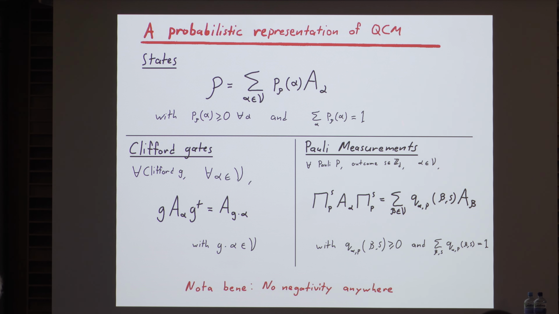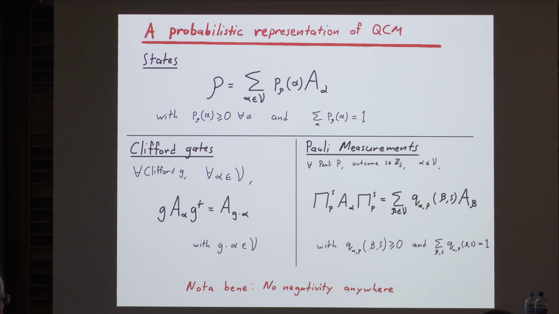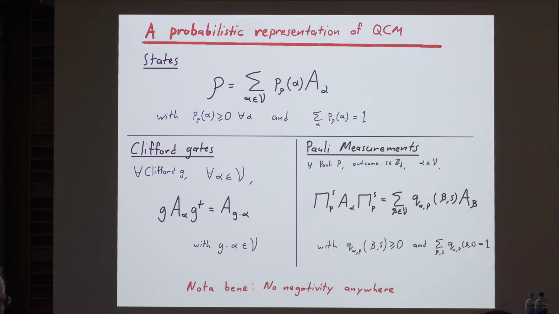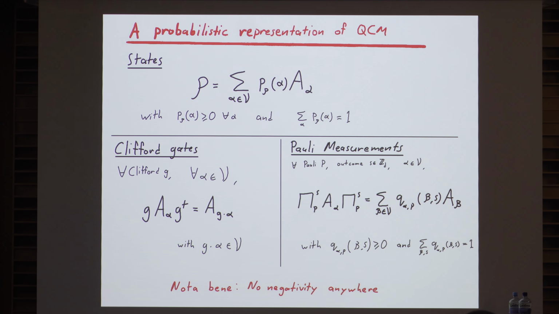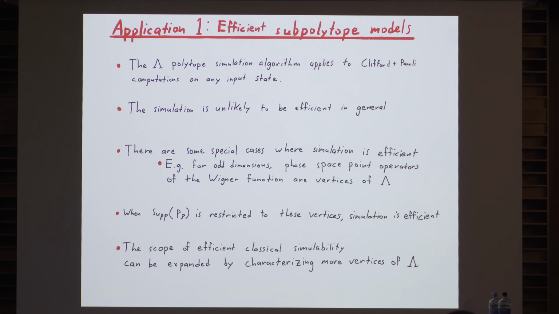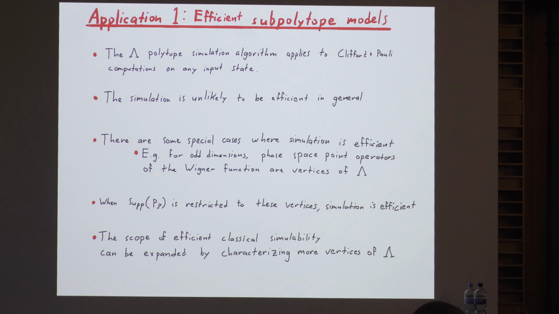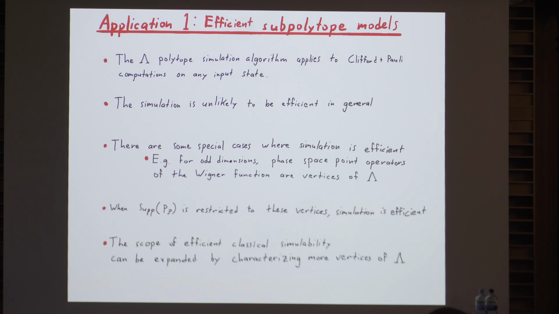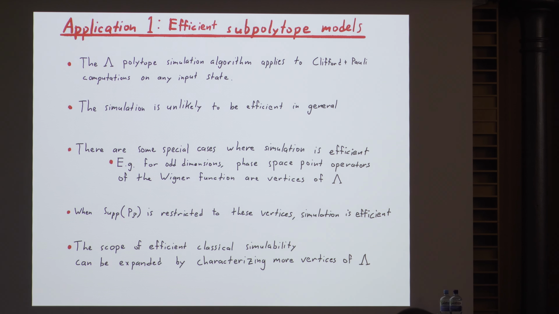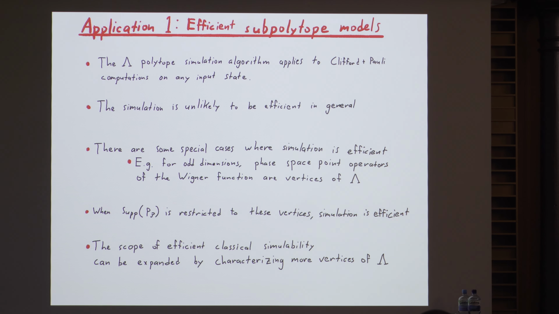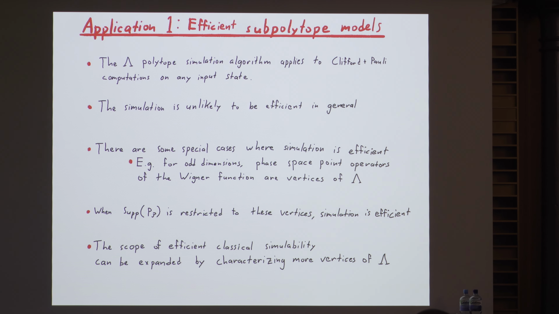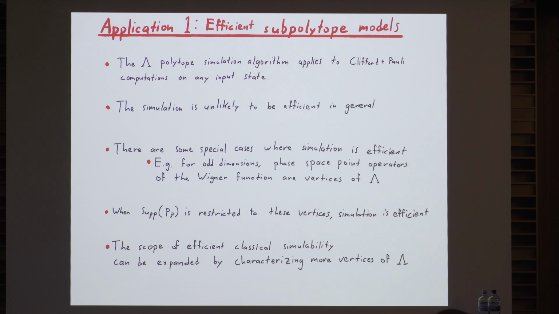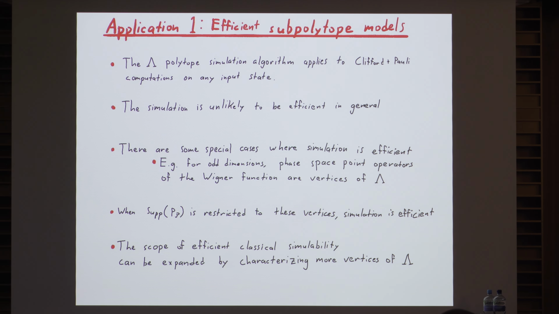So the simulation algorithm you get out of this can simulate any quantum computation, but we're not claiming that it can efficiently simulate any quantum computation. We can simulate any quantum computation consisting of Clifford gates and Pauli measurements on any input state. We're not claiming that the simulation is efficient in general, and we expect it's probably not efficient in general. But there are some special cases where the simulation algorithm is efficient.